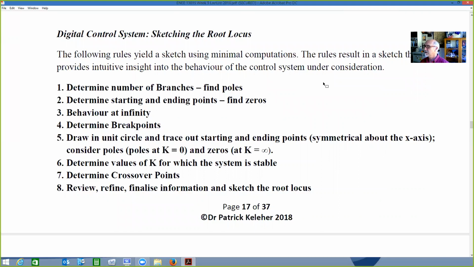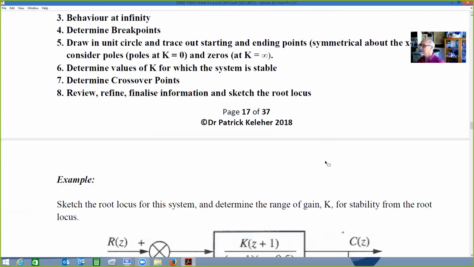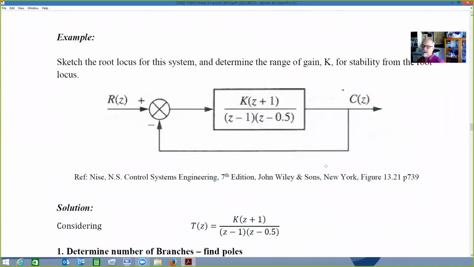Draw a new unit circle and trace out starting and ending points, which are symmetrical about the x-axis. Consider your poles when the gain is 0 and zeros when the gain is infinite. Determine the values of k for which the system is stable, and determine the crossover points. And then finally review, refine, finalize your information and sketch the root locus. All right, and again, as we go along, I'll give you some helpful hints and just show you the process is not that arduous, to be honest.